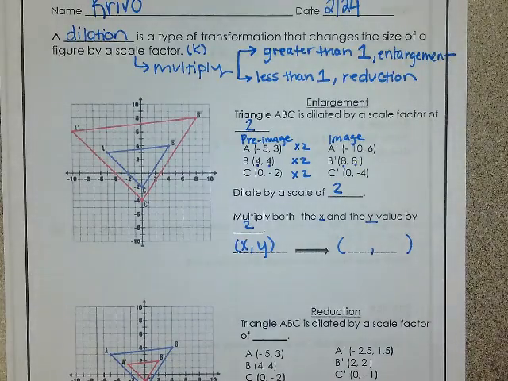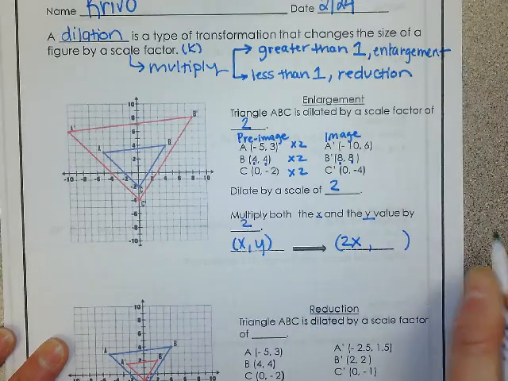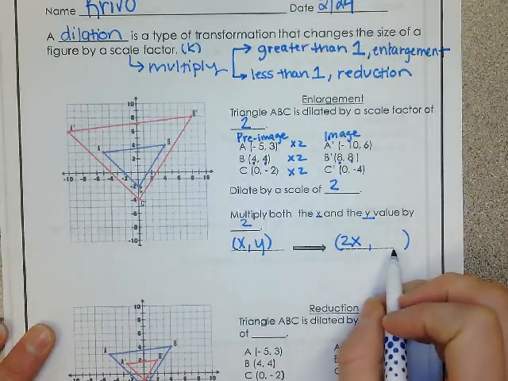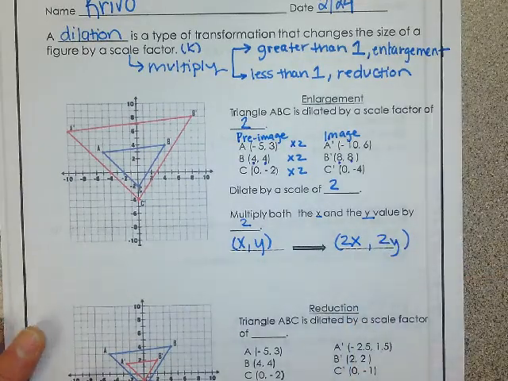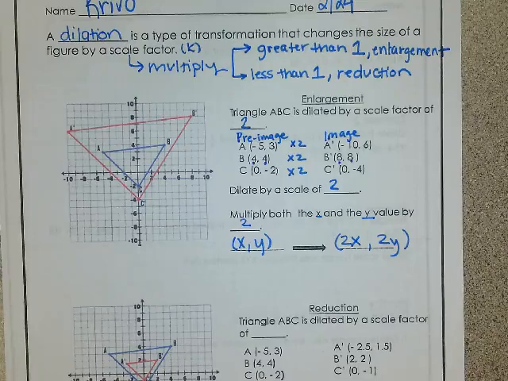If I say 2 times x, how would you write that? 2 times x. 2x, yeah, that's what I was looking for. All right, and then what would the y be? We're also multiplying it by 2. 2y, perfect. Okay, so x, y goes to 2x, 2y. Okay?